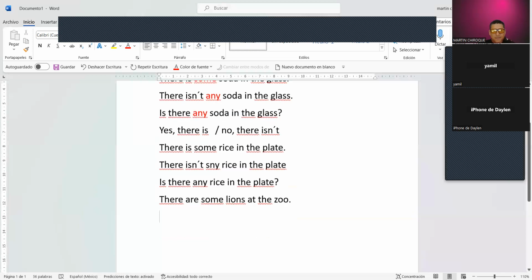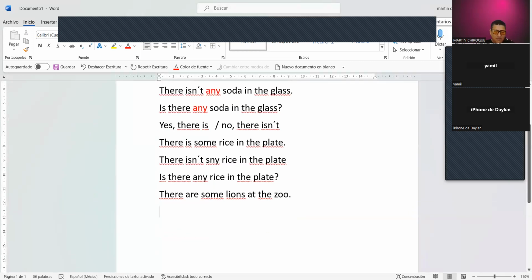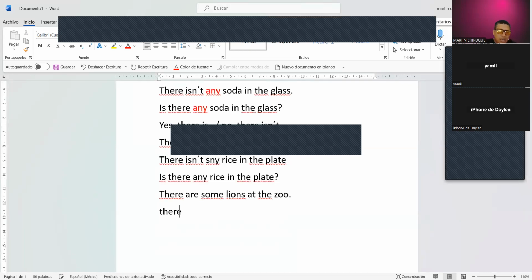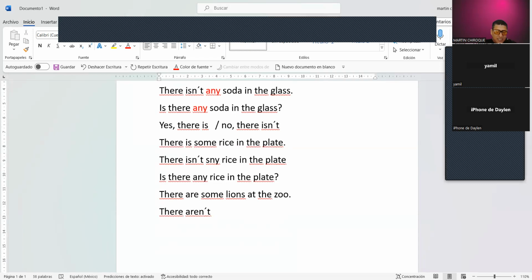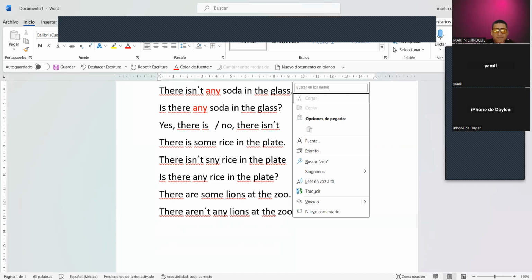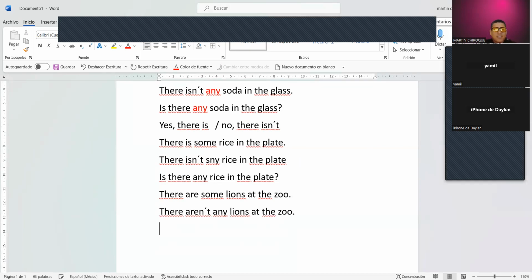What is the negative? What is the negative sentence? Come on. Volunteers. There are not. No, there aren't. There aren't any. Yes, very good, any for negative, right? You have to say there aren't any lions at the zoo. Very good, my friend. Excellent. And then tell me what is the interrogative for here.